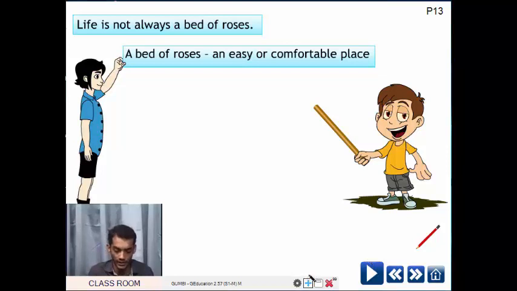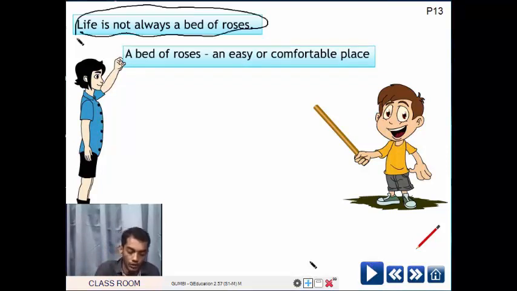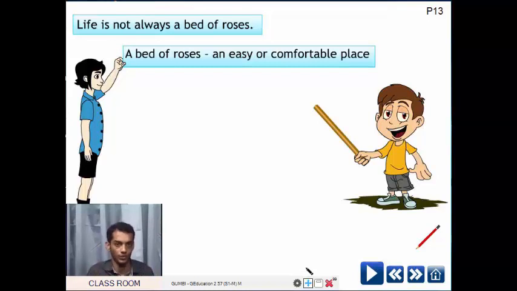Children, look at the sentence. I have written life is not always a bed of roses. Right? Life is not always a bed of roses means it's not always easy or comfortable. Right? If I say life is always a bed of roses, what does it mean? It means easy or comfortable. Understood? Very good.